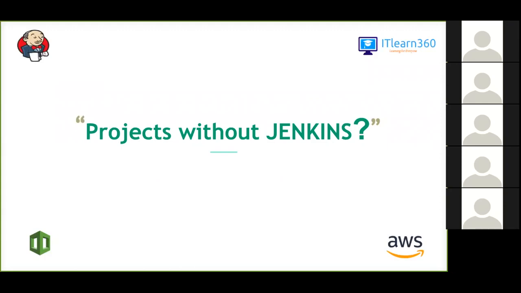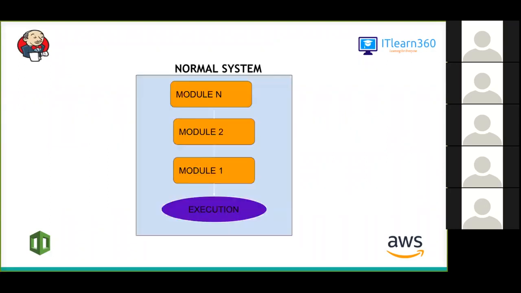Now, before moving on to components, first of all, let's see what the project life cycle looks like without Jenkins. If we don't have Jenkins, how does my project execution look? Let's look at an example.